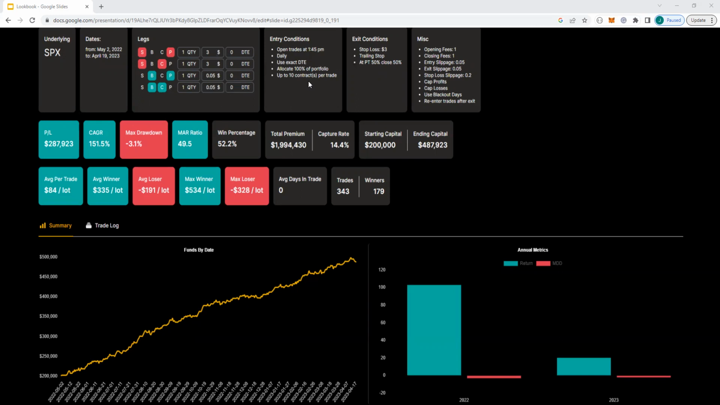You can trade 10 contracts in this, 100% of the portfolio allocation. For the exit conditions, I do a $3 trailing stop, and I take off 50% of my position at 50%, and then I let the rest ride until the end of the day.